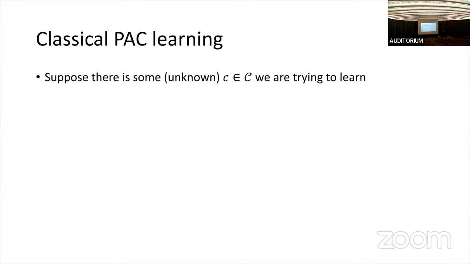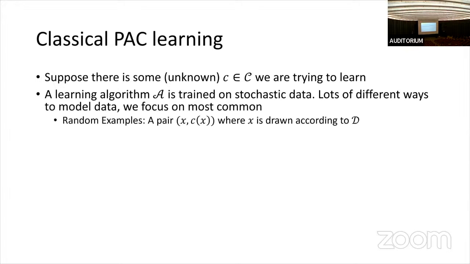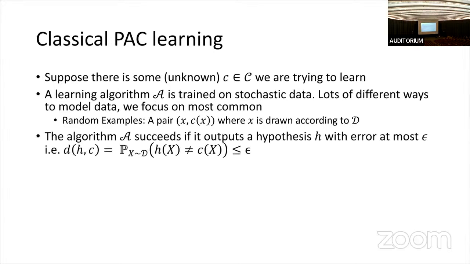So to recap, we've got some unknown concept in our concept class that we're trying to learn. A learning algorithm is going to receive some random data that depends on the unknown concept. There's a whole plethora of different access models considered in the classical learning community, but the one that started it all and the most famous one is random labeled examples, where we receive pairs of data points x, c(x), where x is drawn according to this unknown distribution, and we get told the label of that point x. The algorithm succeeds if it outputs a hypothesis H with error at most epsilon, so it gets something that's epsilon close.